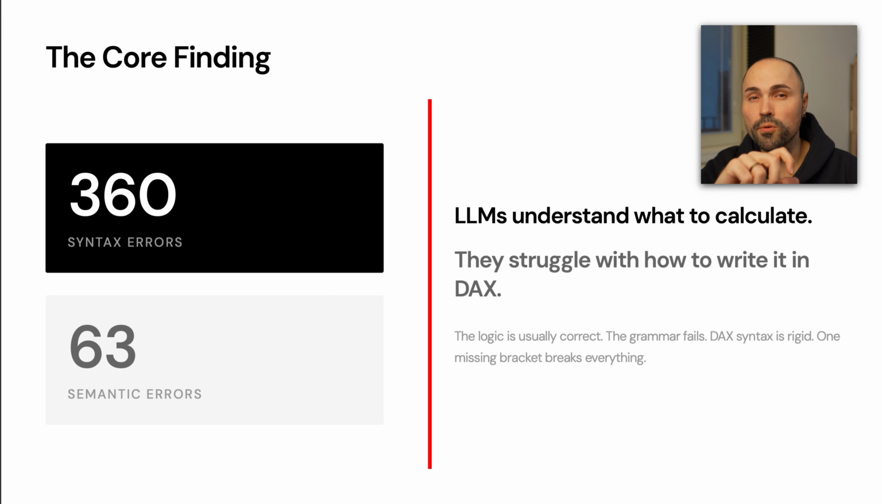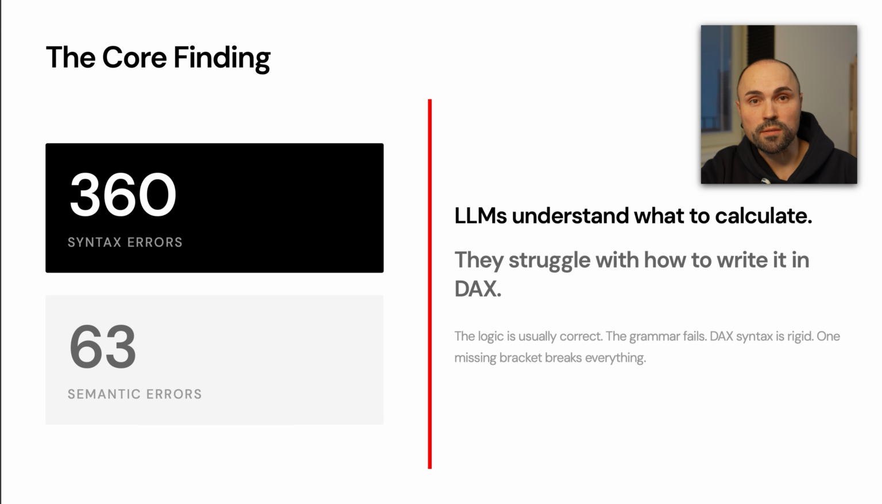Let's dive right in. Here's the single most important thing you have to understand about AI and DAX. Look at this split. 360 syntax errors against 63 semantic errors, which means large language models actually understand your logic. What they're struggling with is how to translate that logic into proper DAX.